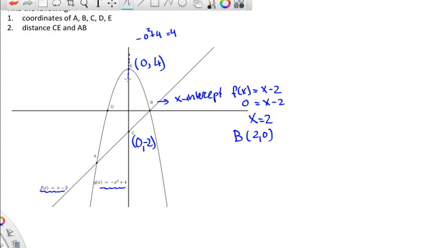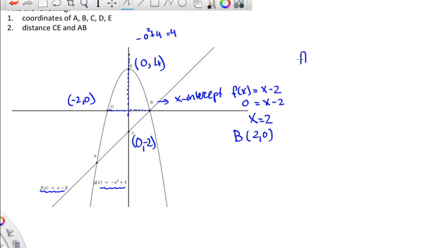Because your vertex is right here on the axis, the distance from here to here is 2, then the distance from here to here must be 2. So D must be (-2, 0), and that has to do with symmetry of the parabola. So you get that one for free. Okay? So then we're left with A.